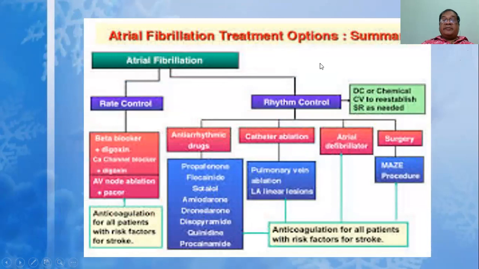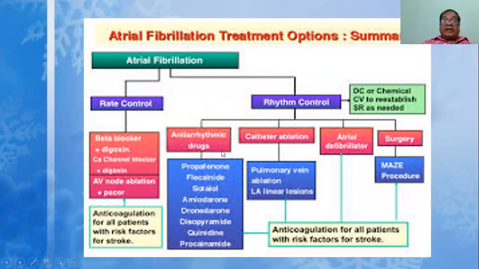Atrial fibrillation treatment options, summary. The main targets are rate control, rhythm control, and prevention of coagulation complications, that is, thromboembolic complications of atrial fibrillation. Rate control we can do by beta blocker, digoxin or calcium channel blocker, or AV nodal ablation, or sometimes we can use a pacemaker. And anticoagulation is necessary for all patients with risk factors for stroke.